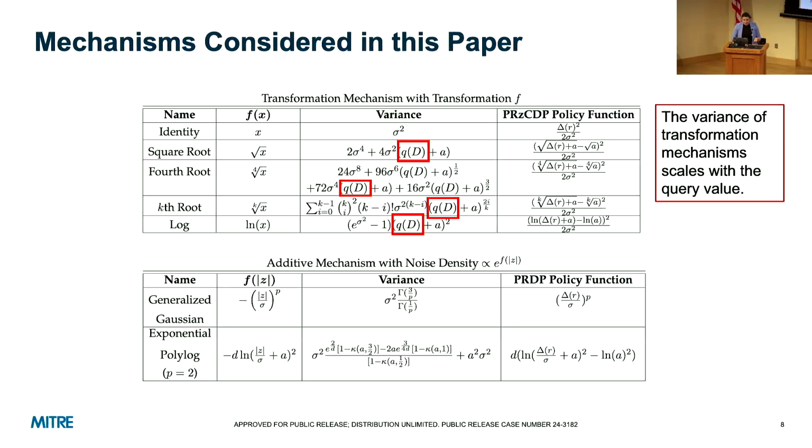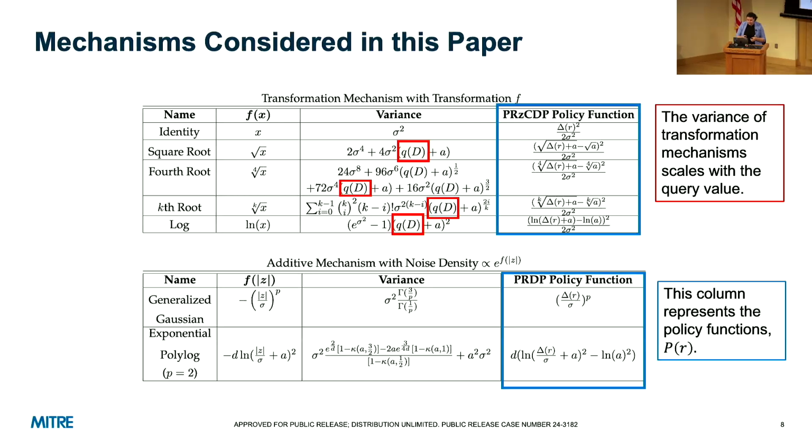And then for the additive mechanisms, what you should be thinking of is that you're sampling noise from some distribution that has a density function of e to the f of z. So this f of z column is what you're exponentiating. And the last column for both of these tables gives our policy functions, our P of R that we were looking at in those upper bounds on the previous slide. So this is what is allowing us to scale this upper bound with our record value.